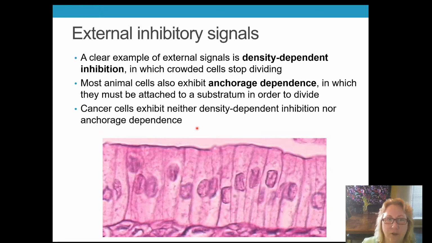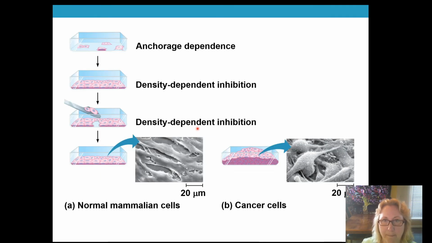And they often also lose anchorage dependence and can get into the bloodstream or the lymphatic system and move to other places in the body, and they will continue to divide while they do so.